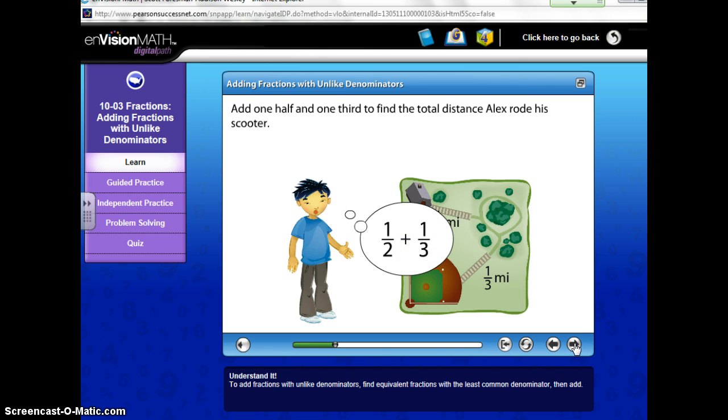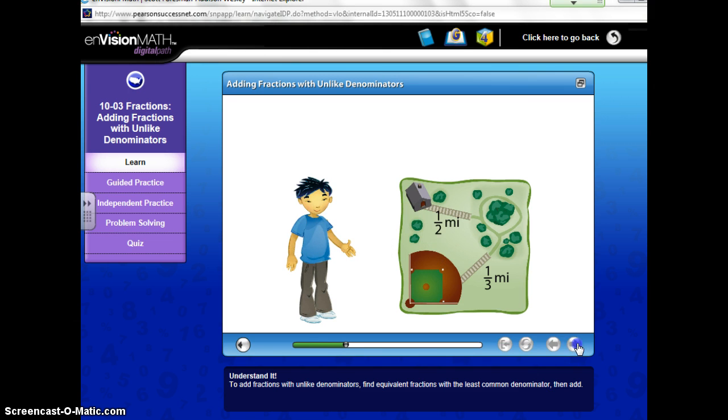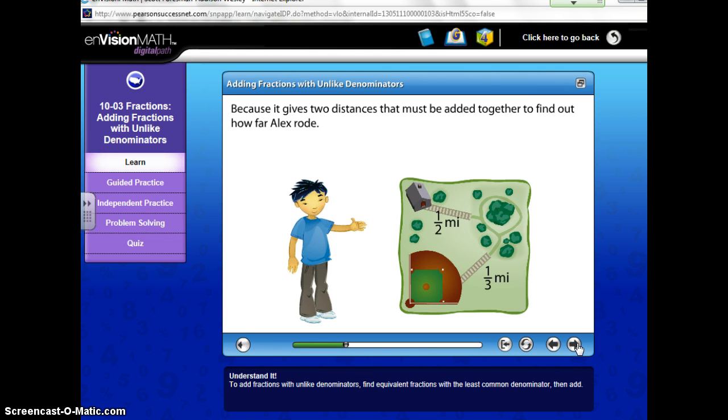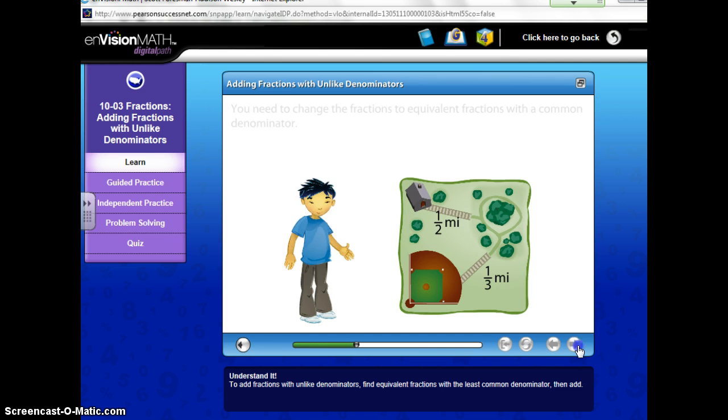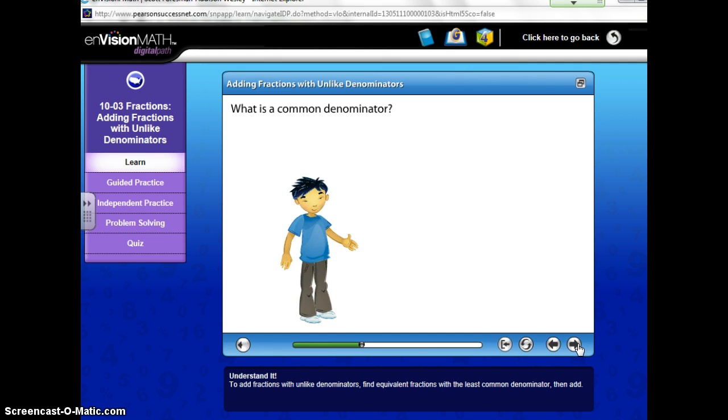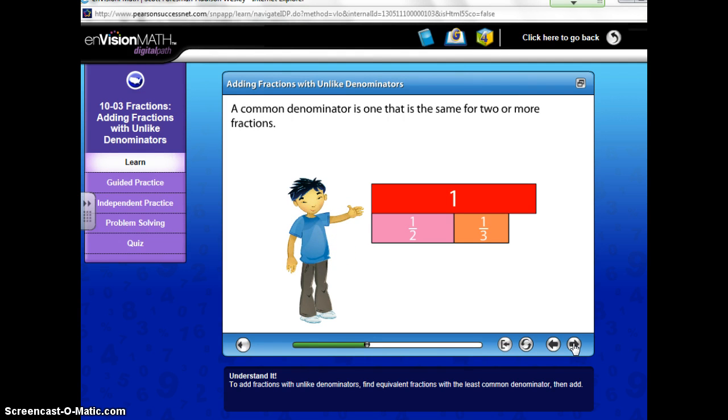Now, today it is in your best interest, in my opinion, to write your problems the up and down way, so you have plenty of space to show your work next to it. Because it gives two distances that have to get added together. Of course, we'll use addition. So we're going to change these fractions, and we're going to make them into fractions that have the same denominator, just like we did on Friday.